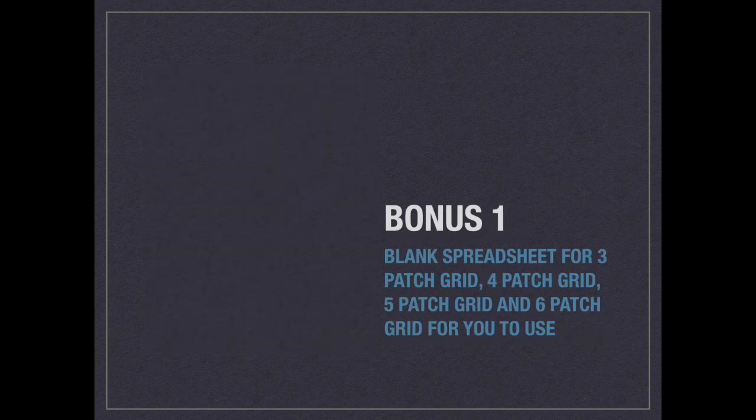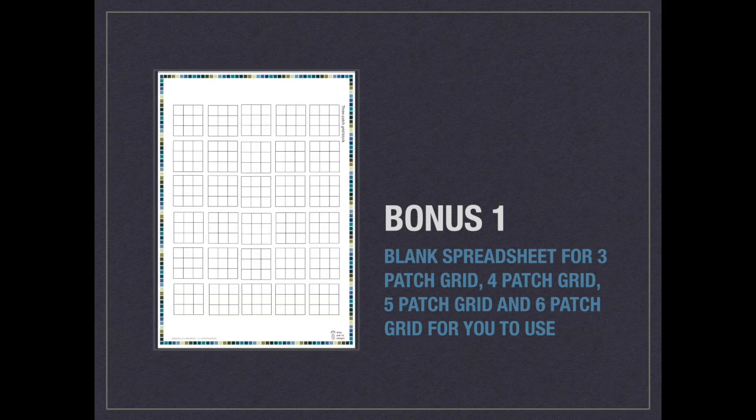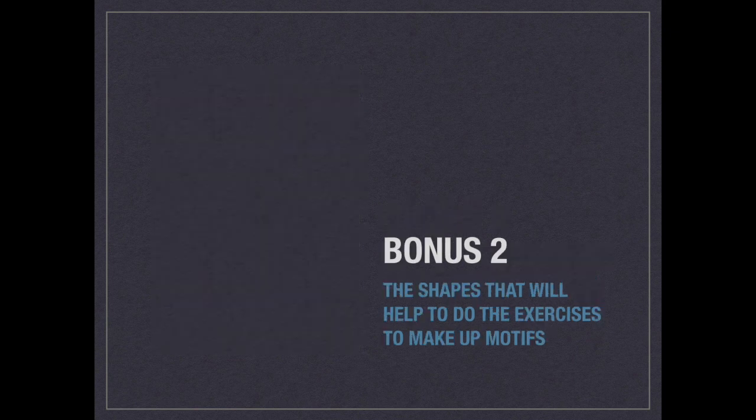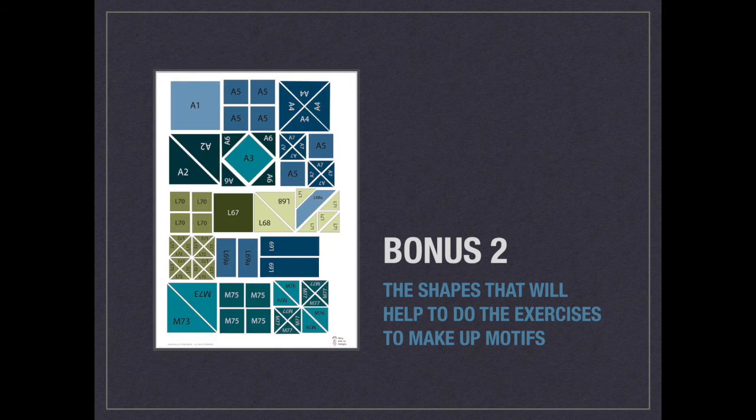There is a bonus, which is a blank spreadsheet, which has either a 3-patch grid, 4-patch grid, 5 or 6 for you to use and design your own blocks. And there's another bonus, which is the shapes that can be cut out in order to make your own patterns more visual by having these shapes. There are several pages.